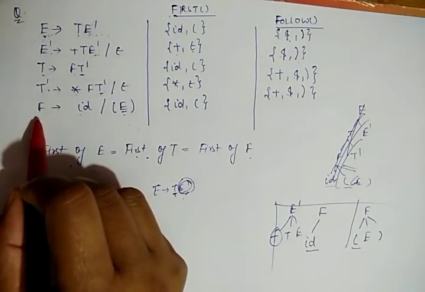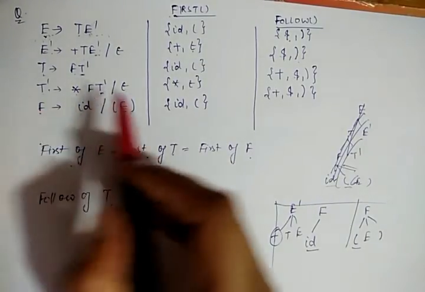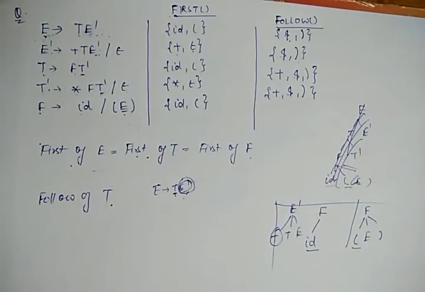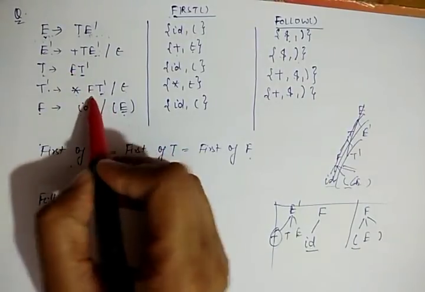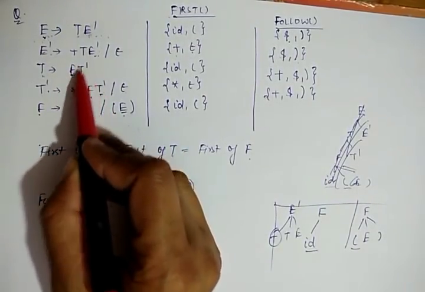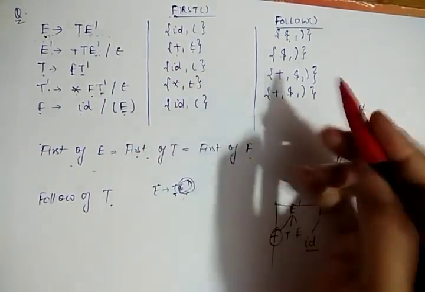Now, what is follow of F? For follow of F, we just see how many times F appears at the right hand side. So one time here and one time here. So follow of F is first of T dash. First of T dash is IDN.